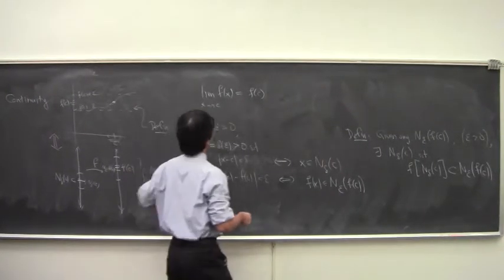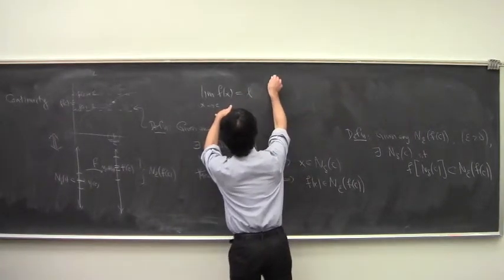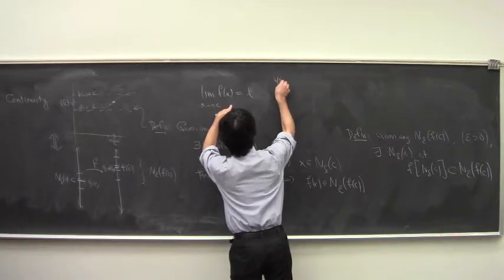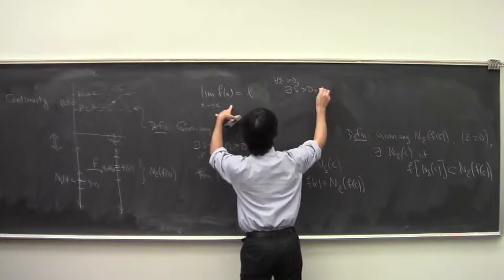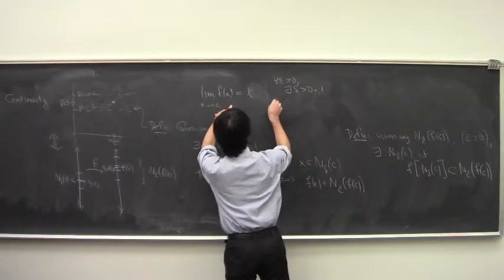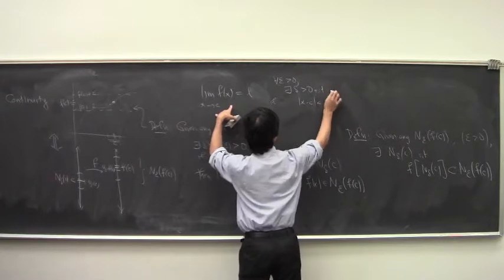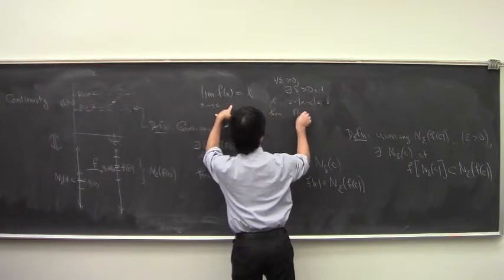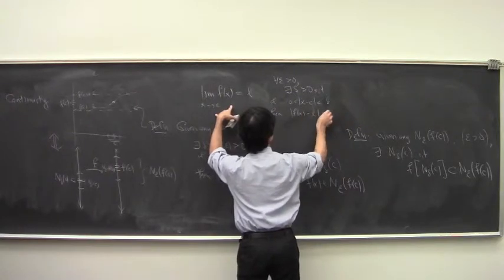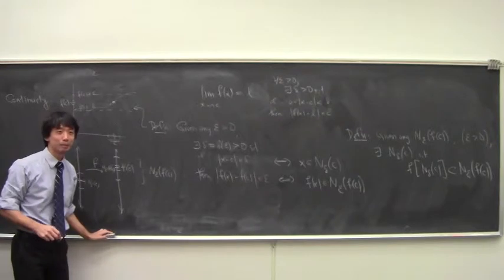So remember what it meant to say that something had a limit of L. It meant that for all epsilon greater than 0, there exists a delta such that if |x - c| is less than delta and greater than 0, then |f(x) - L| was less than epsilon. Okay. That's the definition of limit. What's the difference?